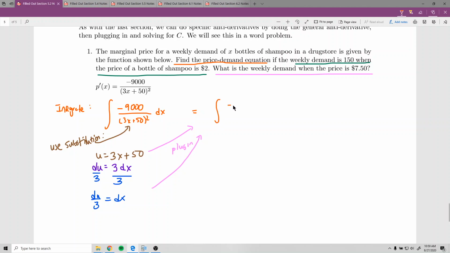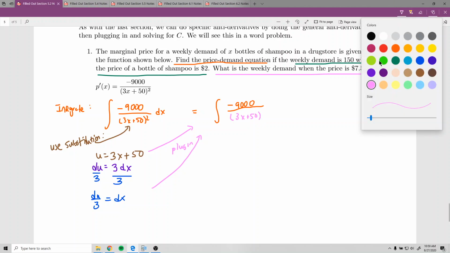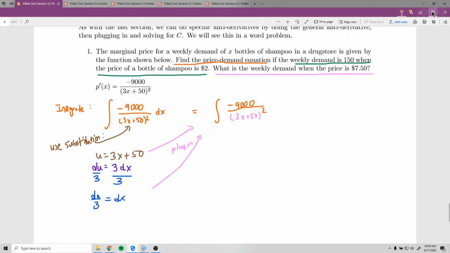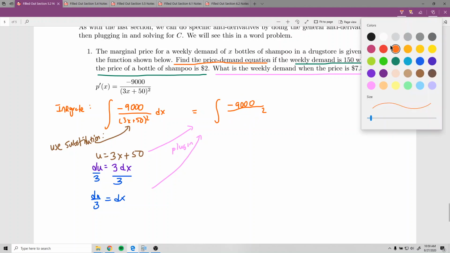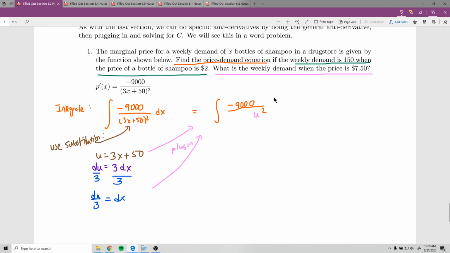And so we integrate. The negative 9,000 is on top. That's not a part of what we're doing. Divided by, now the 3x plus 50 is our u, so we got 3x plus 50, and that is being squared. Oops, but the 3x plus 50 is u, so we should actually plug in u. And then in place of dx, we got du over 3. Right, so we plugged in everything.